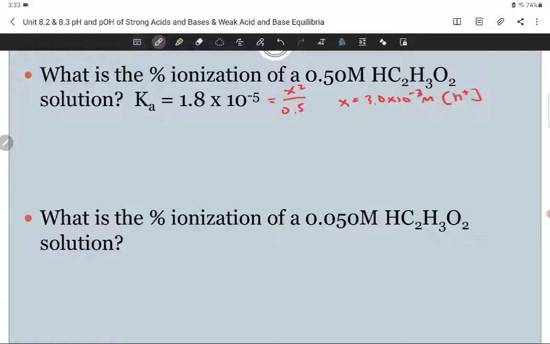Let's go down here at the bottom for the 0.05. Let's do the same exact setup. 1.8 times 10 to the negative fifth equals x squared again, but this time it's 0.05.